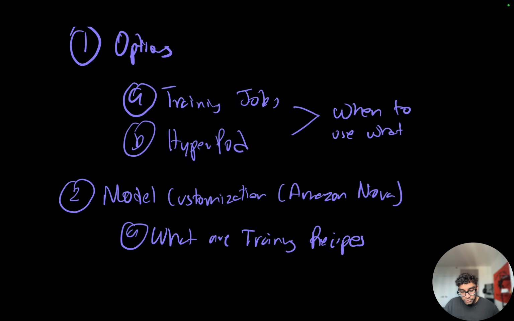So the two high-level options that we'll talk about first are training jobs and SageMaker HyperPod. And then there's also a tab within the documentation, right, that I wanted to clarify here, and also explain when you can use them.